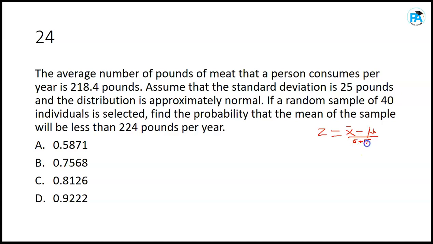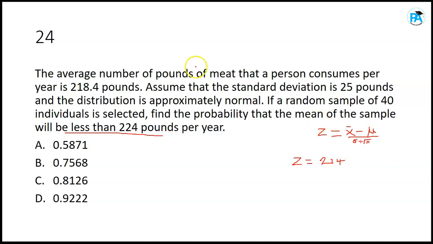Divided by root n. That's the formula you use. Okay. So that gives you what? Now they said find the probability that the mean of the sample will be less than. This is less than. Just less than. Okay, 224. So you consider your X bar to be what? 224, isn't it? So you say 224.